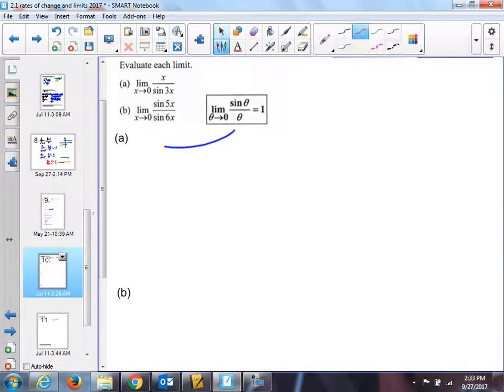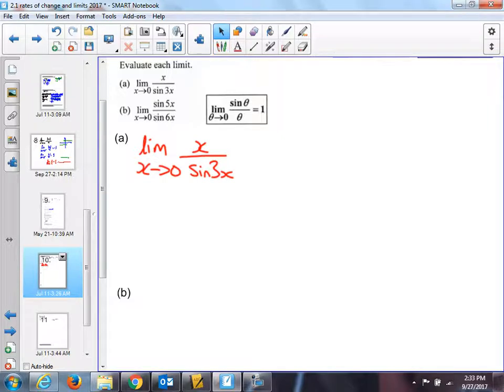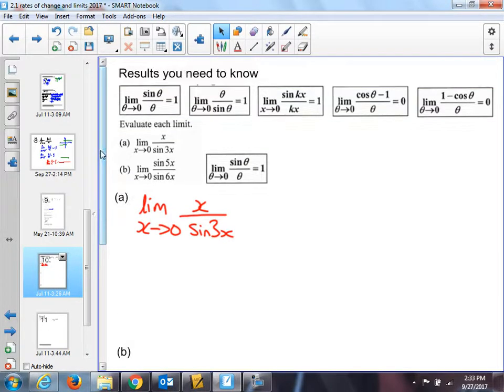Okay, I'm going to write this down. The limit of x approaching 0 of x over sine 3x. Now, first of all, I don't think it confuses us because it's the reciprocal, it's upside down. But what has to happen, whether you think of it as in this form or this way, is that this theta has to match this theta, and that's not the case here.